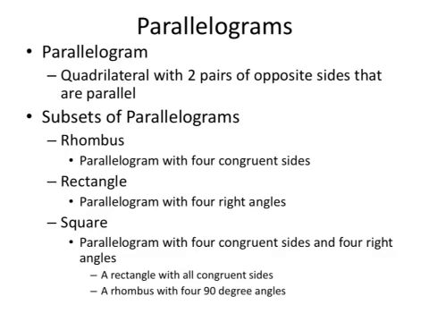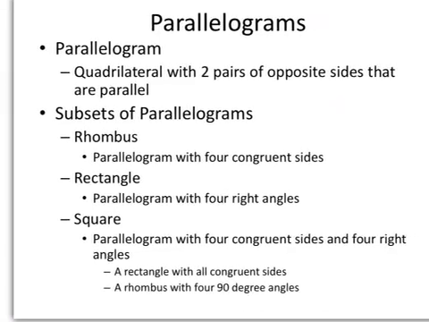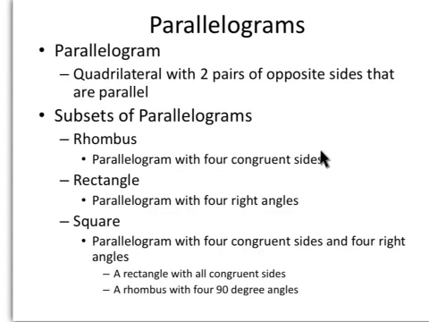So we've seen this slide before, but I want you to add these definitions if you haven't before. Add them to the appropriate pages. For the rhombus page, add the definition that a rhombus is a parallelogram with four congruent sides. To the rectangle page, add that a rectangle is a parallelogram with four right angles. And then finally to the square page, add that a square is a parallelogram with four congruent sides and four right angles. That means it's a rectangle with all congruent sides or a rhombus with four 90-degree angles.